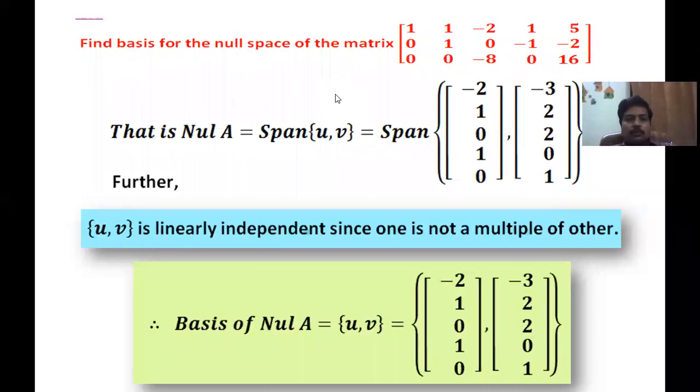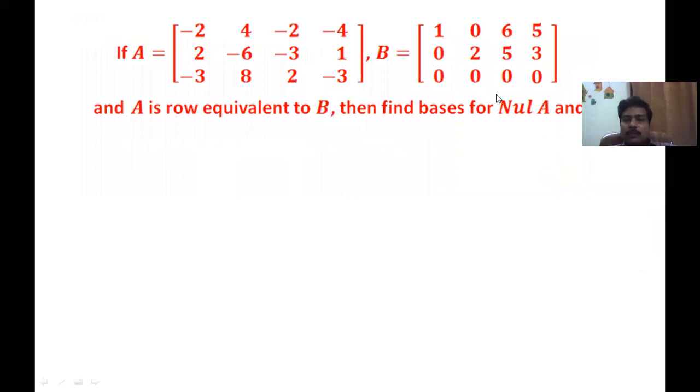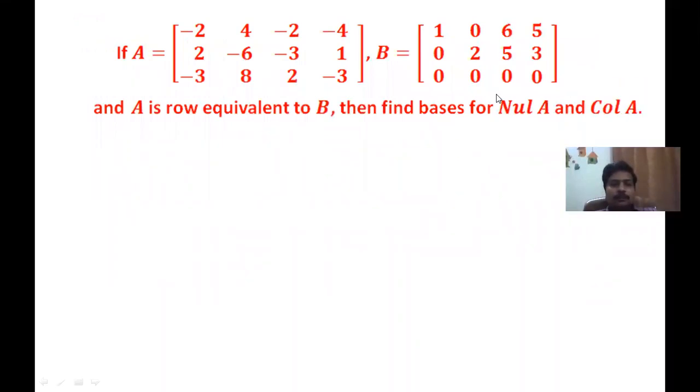So this is one more problem. If A is equal to the matrix with rows -2, 4, -2, 4, -2, -4, 2, -6, -3, 1, -3, 8, 2, -3, and B is equal to the matrix 1, 0, 6, 5, 0, 2, 5, 3, with all zeros below, and it is given that A is row equivalent to B, then find a basis for null A and the column space.